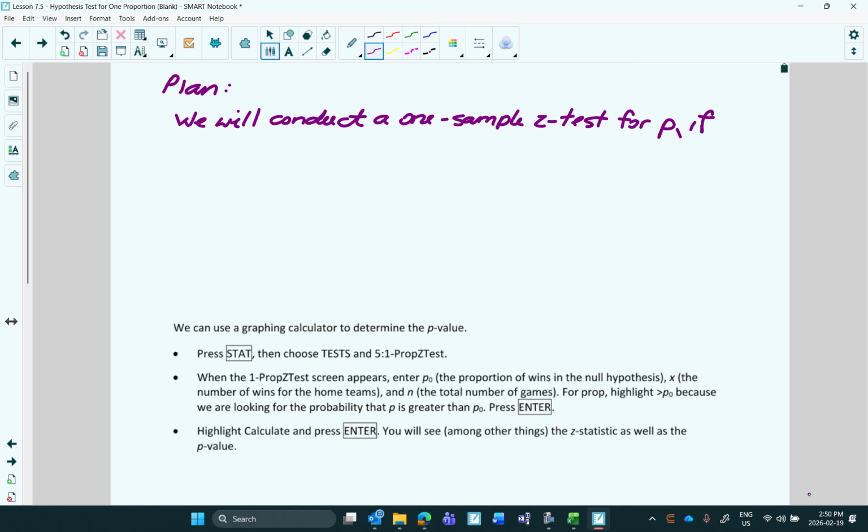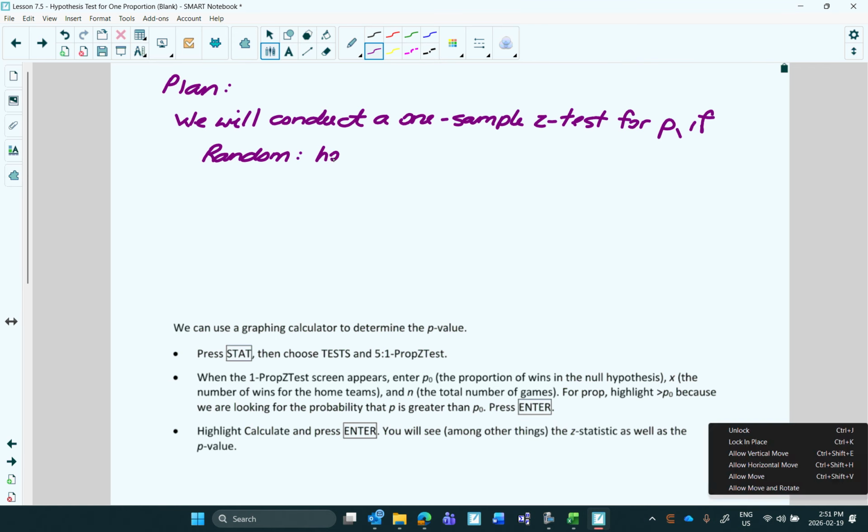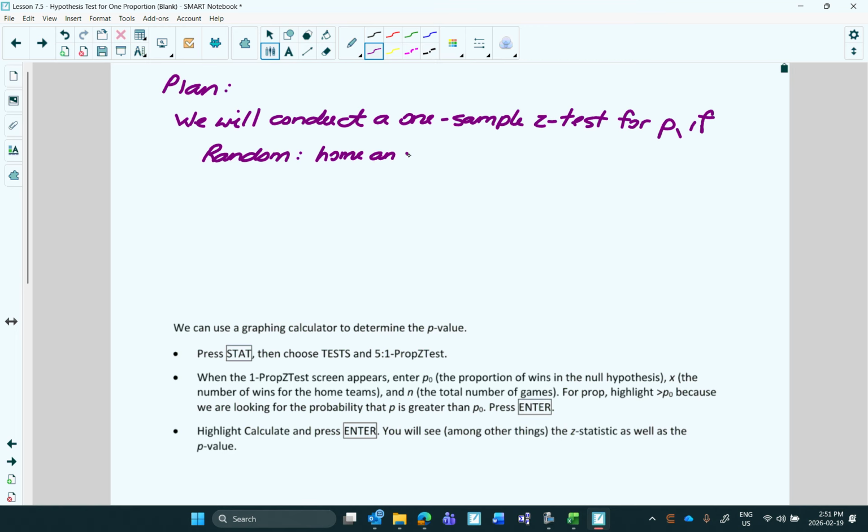What was the first condition? Do you remember? Randomness. Random. Well, what does the question say? I believe it said random nearly. Yes, the league randomly assigned each team to be the home team and away team. Okay, so home and away were randomly assigned.